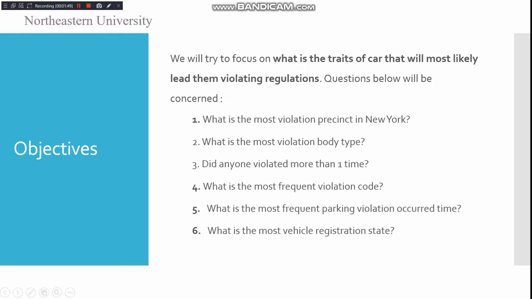Next are the objectives that will guide our project research and analysis. We will try to focus on which traits of a car will most likely lead to violating regulations. The questions below concern five different parts: the frequent violation codes, the violation precinct, the violation body type, whether anyone violated more than once, the time when frequent parking violations occur, and the most common vehicle registration state.